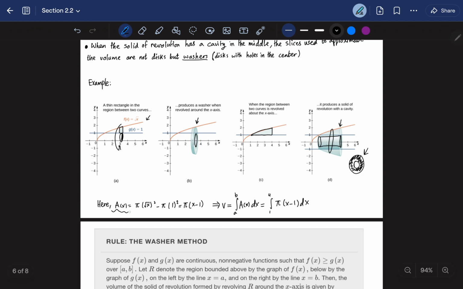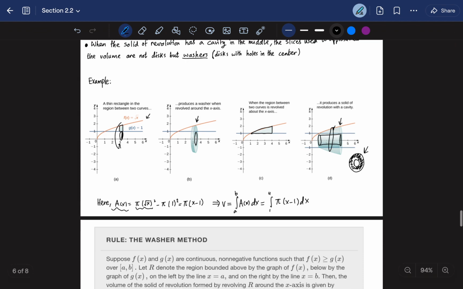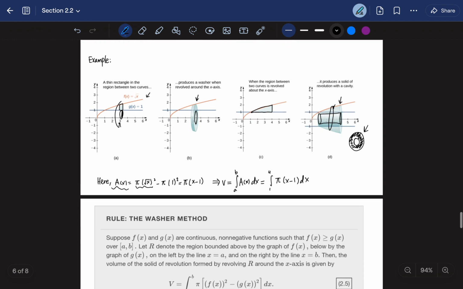So this is exactly what we did here. If I want to find the area, I'll take the area of the big circle, which is the area when we have f of x as my radius, and then I'm going to subtract the area of the smaller circle, which is taking g of x to be my radius. Once you subtract, you're going to get this, and then the volume for this solid is just integrating the area of the cross section.